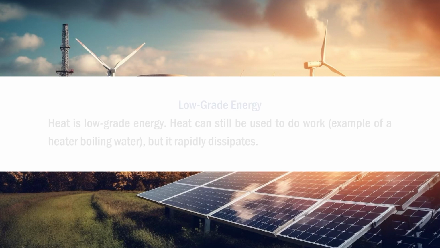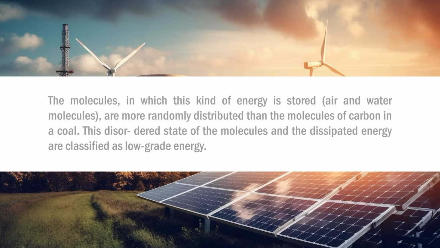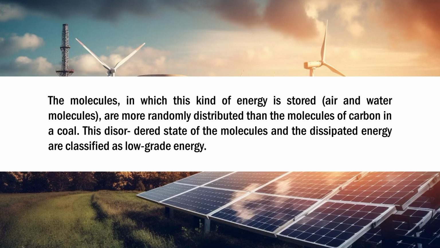Low-grade energy. Heat is a low-grade energy. Heat can still be used to do work, but it rapidly dissipates. The molecules in which this kind of energy is stored, that is air and water molecules, are more randomly distributed than the molecules of carbon in a coal. This disordered state of the molecules and dissipated energy are classified as low-grade energy.